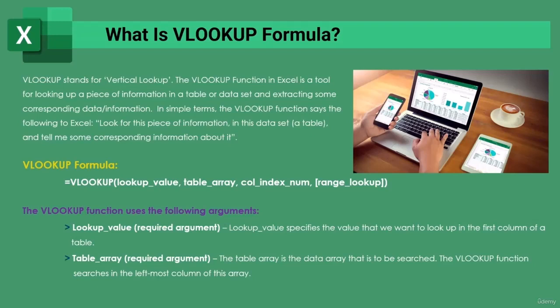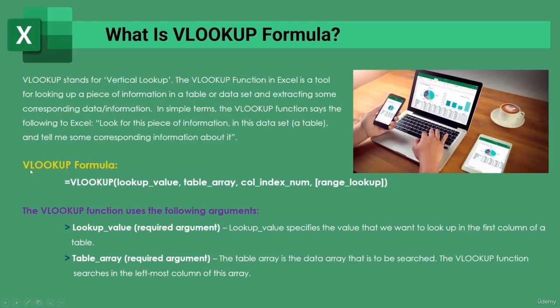So in simple terms, the VLOOKUP function says the following to Excel: look for the piece of information in the data set, a table, and tell me some corresponding information about it. So you have a table, and on that table, it will send you the corresponding information to that cell.